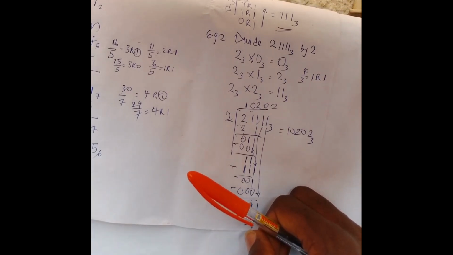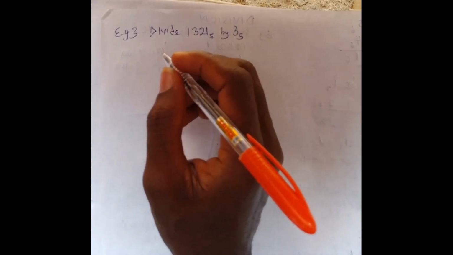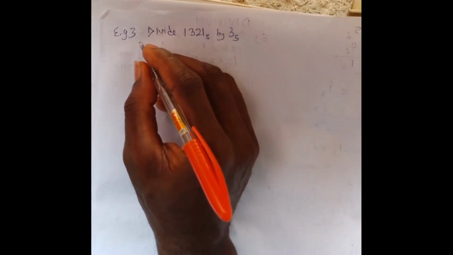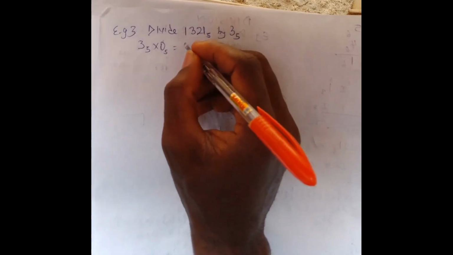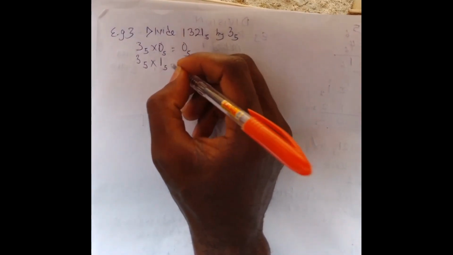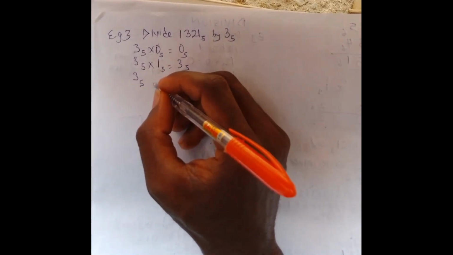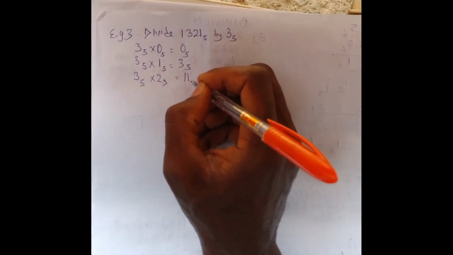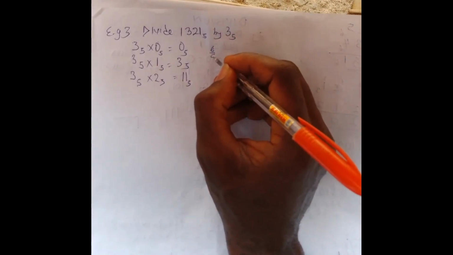Now let's divide this. So let's do our multiplication table first. So we have 3 base 5 times 0 base 5 gives us 0 base 5. 3 base 5 times 1 base 5 gives us 3 base 5. 3 base 5 times 2 base 5 will give us 11 base 5. Following our normal multiplication, 3 times 2 gives us 6. 6 is more than the base, so divide it by 5, gives us 1 remainder 1. So you write the two of them.